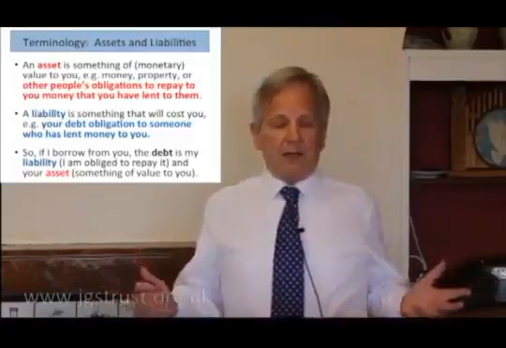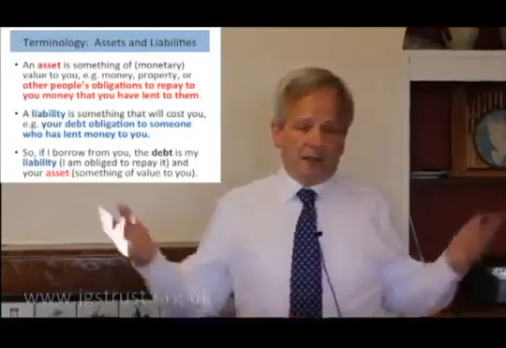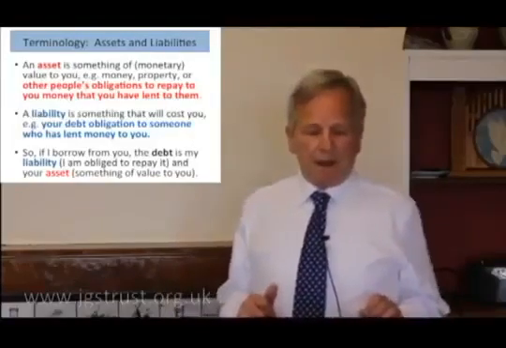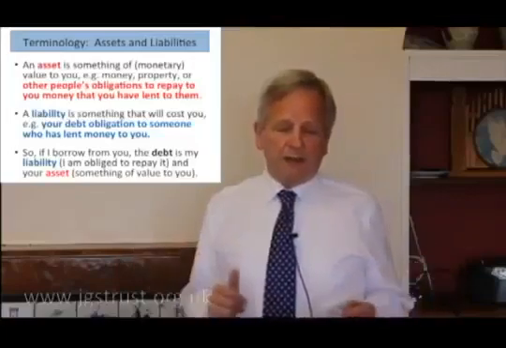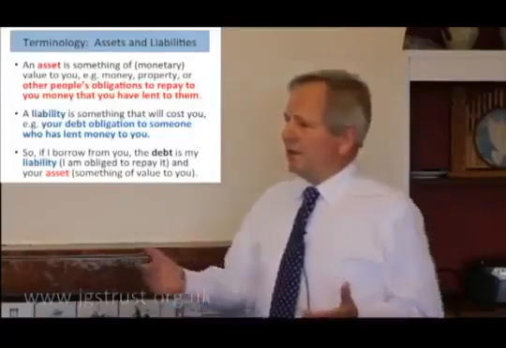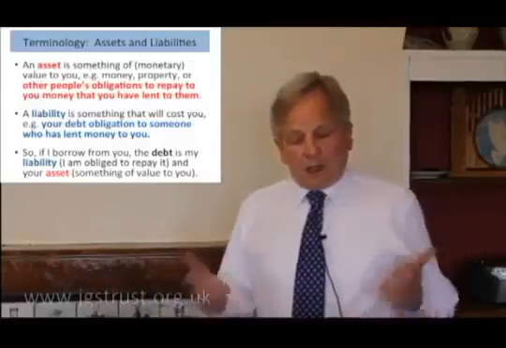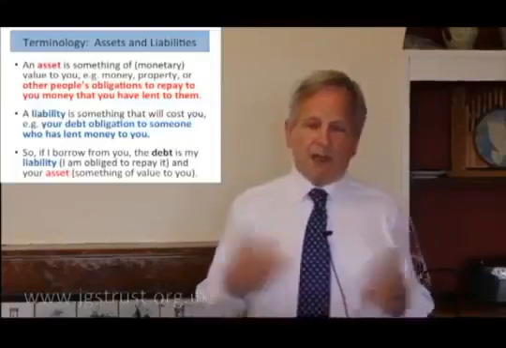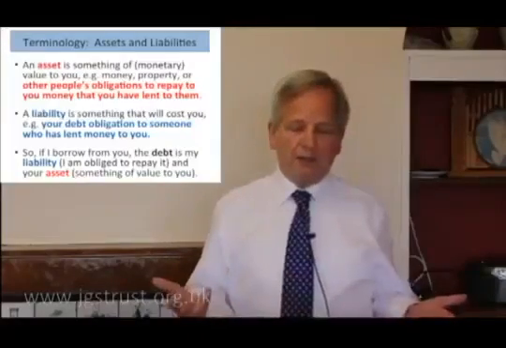So, assets and liabilities. An asset, in our context, we're talking about monetary assets. Obviously, your family is an asset to you, but we're narrowing down to monetary stuff of value. It can be property, but it also can be bonds or debts, other people's obligations to pay you money at some time in the future. Conversely, on the other side of that equation, there are liabilities, and that's something which is going to cost you. You have an obligation to somebody else to pay them money back at some time.